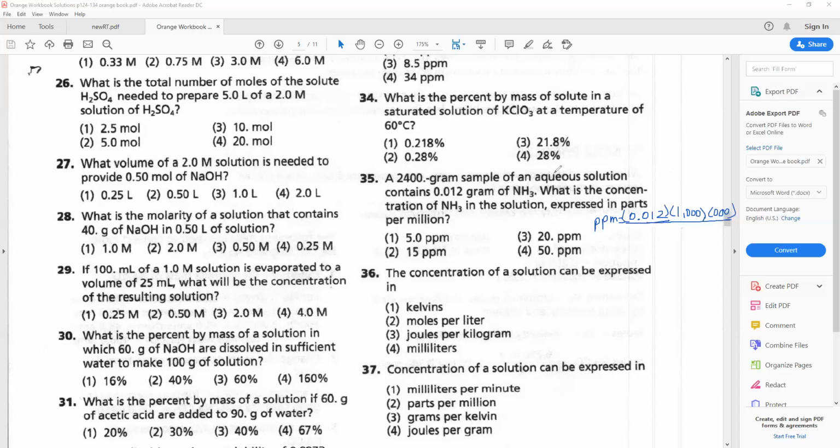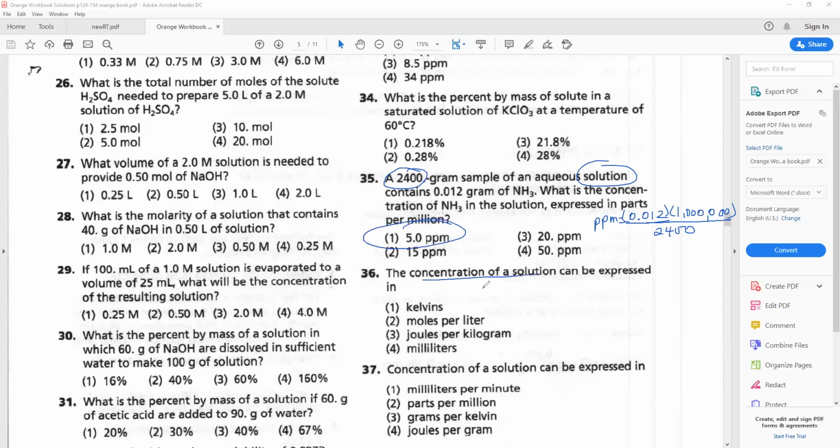over the solution. And what is the solution? 2400. So if we do 0.012 times a million, divided by 2400, we get an answer of 5 parts per million.